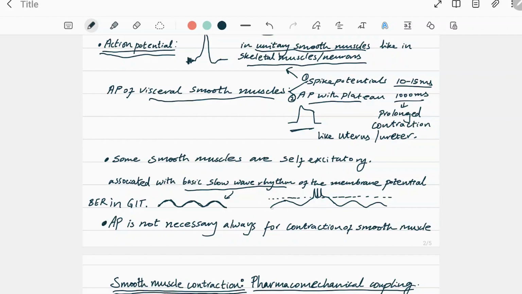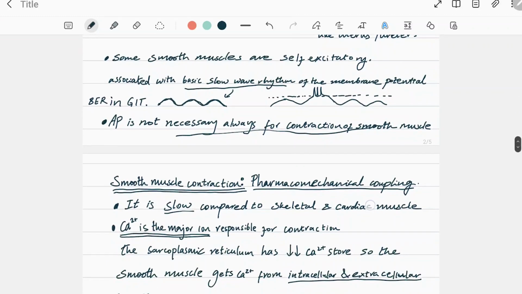What happens is, it's fluctuating, and then one time a neuron is going to release some neurotransmitter, or something is going to stimulate the cell, and it's going to cause the cell to cross the firing level, which is shown in this dotted line over here, and then you get these spikes on top. These are your action potentials, but they are not always necessary for the contraction of smooth muscle.